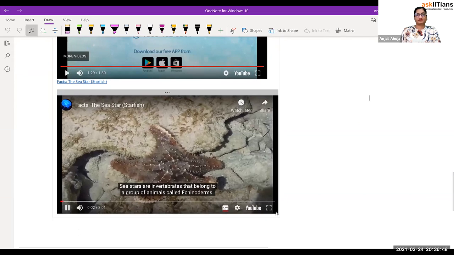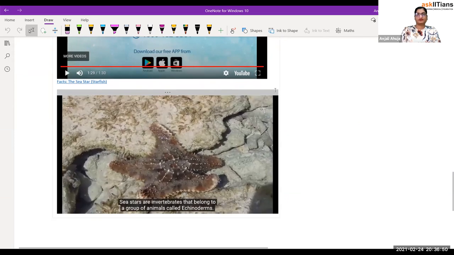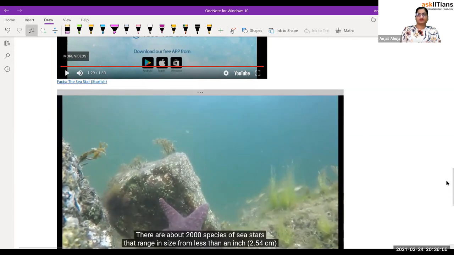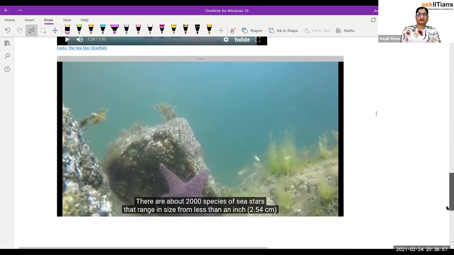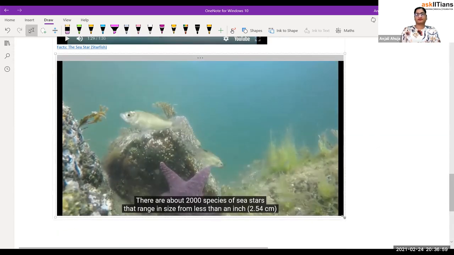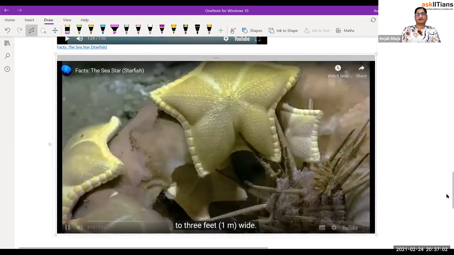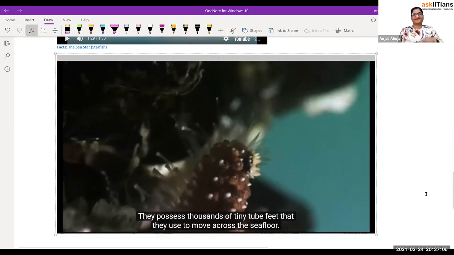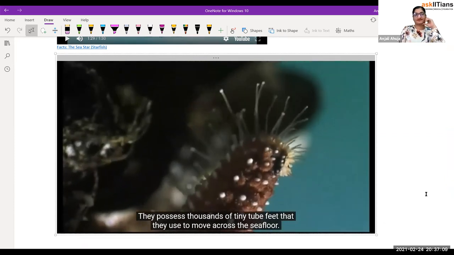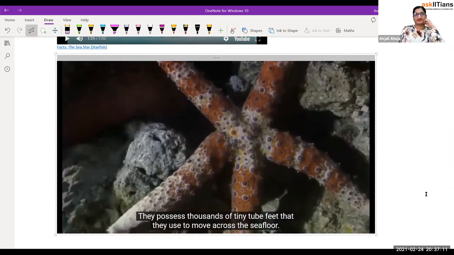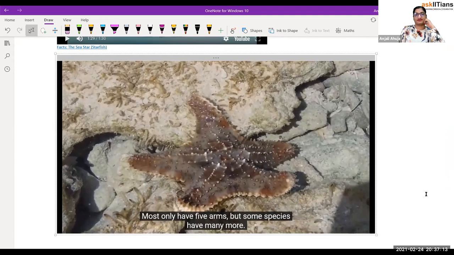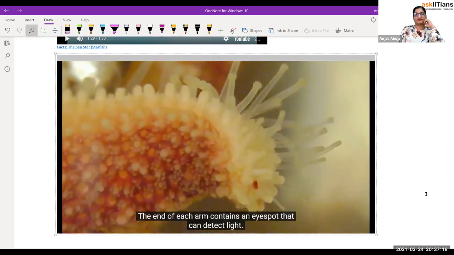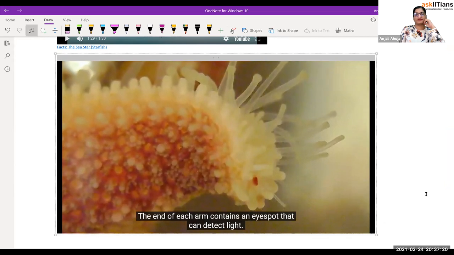Sea stars are invertebrates that belong to a group of animals called echinoderms. There are about 2,000 species of sea stars that range in size from less than an inch to 3 feet wide. Sea stars can be found in all of the world's oceans. They possess thousands of tiny tube feet that they use to move across the seafloor. Most only have 5 arms, but some species have many more. The end of each arm contains an eye spot that can detect light.